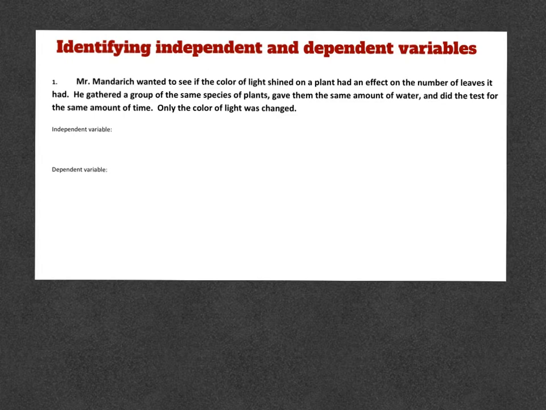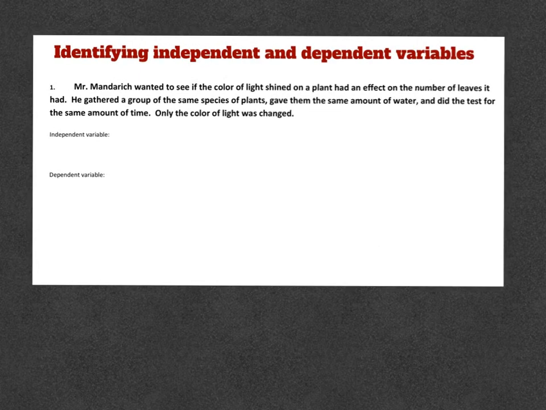Can you unmute yourself? You're changing the amount of light. The amount of light shining on the plant? Look over here. The color. Oh, the color of the light. So the thing that you're changing on purpose is the independent. Remember, the independent is the thing that you're controlling. Mr. Mandarich is controlling the color of the light. He's going to change that from blue all the way to red, passing by purple.